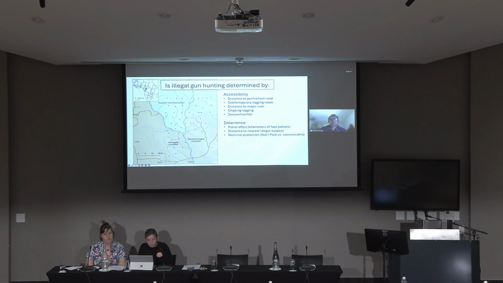We also had deterrence variables such as anti-poaching patrol activity. Wildlife Conservation Society provided us with their patrol routes, and I quantified the distance of foot patrols covered over different time periods and different distances from each site to represent patrol effort at a few different scales. We also included distance to nearest ranger outposts and overall level of protection, so national park versus the logging concessions.